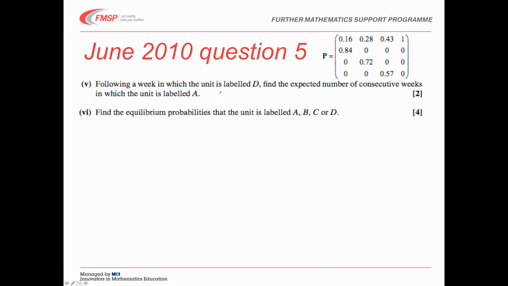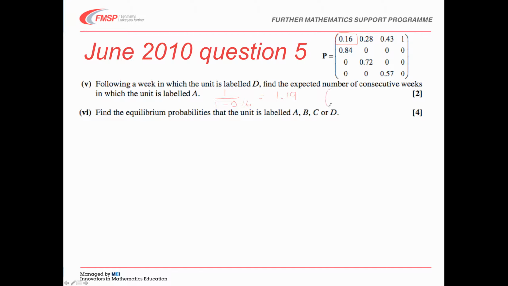So the way we work that one out, if you want the total number of weeks, we use 1 over 1 minus the probability, and the probability that it's labelled A again is 0.16. And that includes the first week that it was labelled A. If you work that out, you get 1.19. Okay, or they don't also allow 1.2.